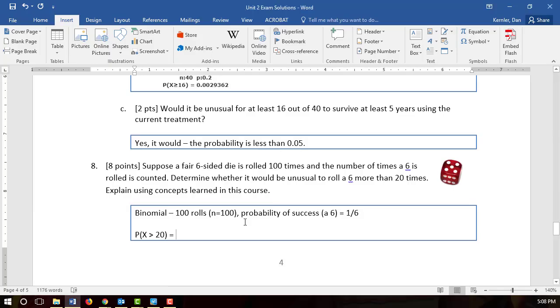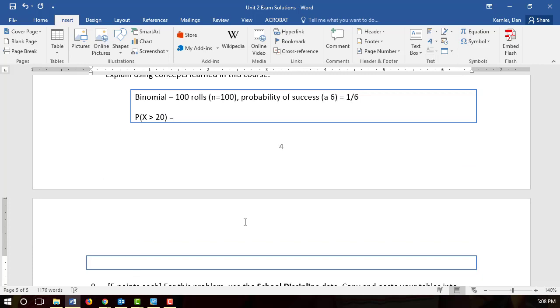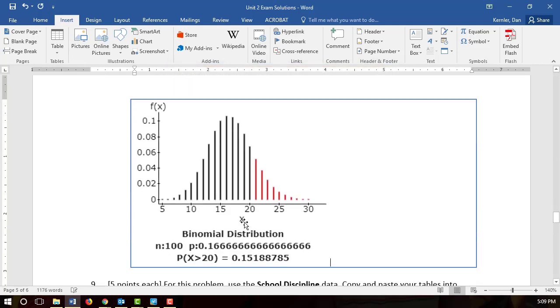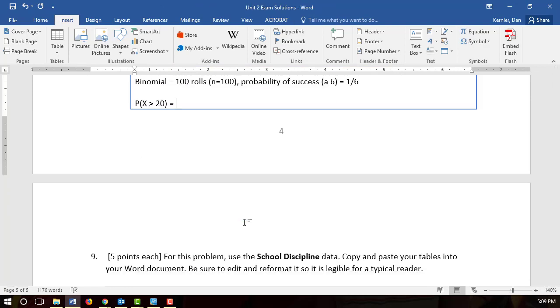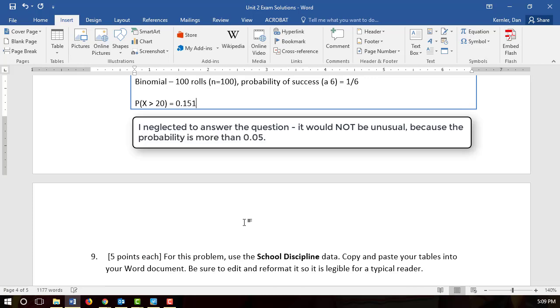All right, so let me put this down here. Well, let me paste it here, and then I'll just say the answer. 0.1519. All right, I should say approximately, but that's okay.